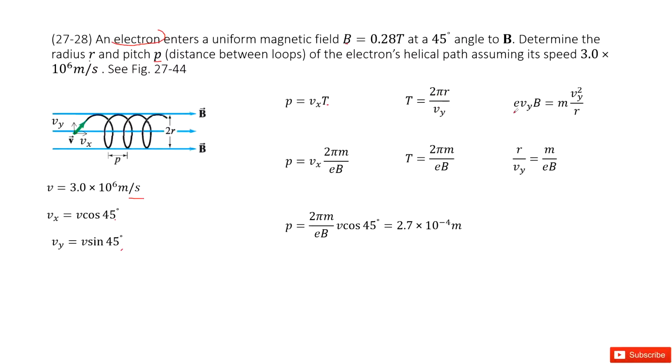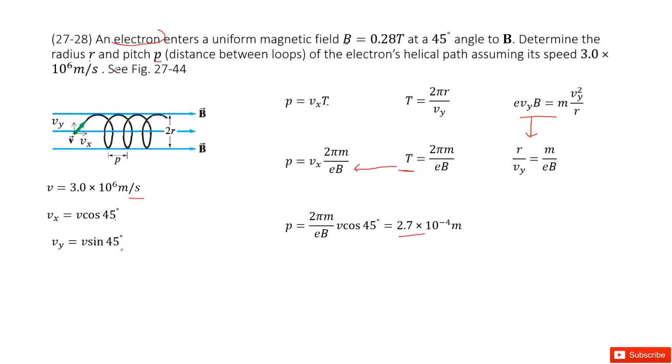And the next one, how can you find Vy? So for Vy, you can see this is a circular motion, right? So the central force, e Vy B, equals mass times Vy squared divided by r. So from there, we are interested in r over Vy. From this equation, you can get r over Vy as a function. And you input it inside, and you can get the period t as 2 pi m divided by eB. And then you input the t inside, and you get Vx as V times cosine 45 degrees. Input all the given quantities, and you get the answer there.